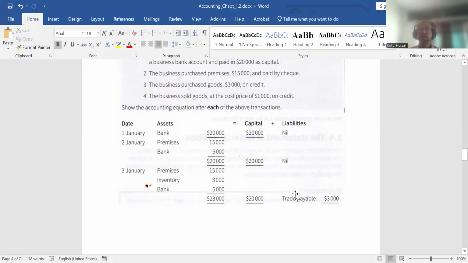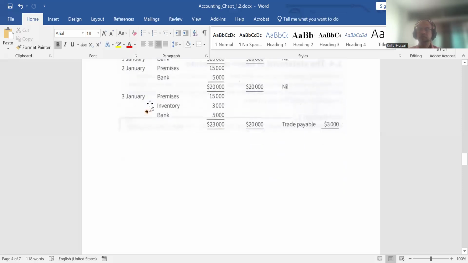Since it is purchased on credit. Number 4: the business sold goods at the cost price of 1,000 on credit. Here is the beauty. The business sells, but at cost price, so there is no actual benefit here. That means inventory will reduce by 1,000, and since it is a sale on credit, a trade receivable of 1,000 will be created. Look here.